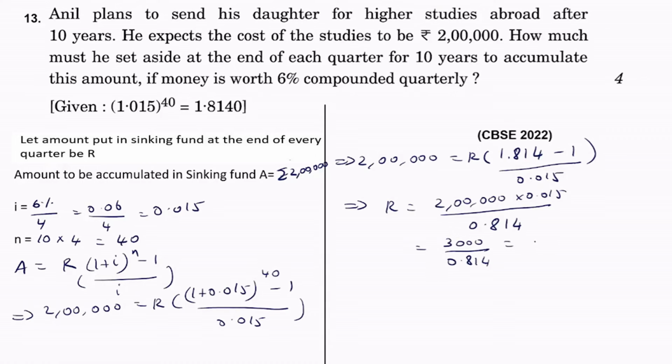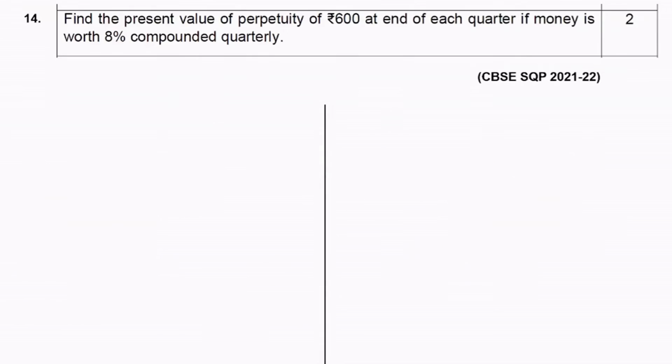Now this, when we simplify, we get it as 3685.5. Therefore, R is equal to rupees 3685.5. So this much amount should be set aside at the end of each quarter for 10 years so that he will be able to accumulate rupees 2 lakhs when money is worth 6% quarterly. So far we have seen questions from last year's board paper. Now we will see the questions from last year's sample question paper.